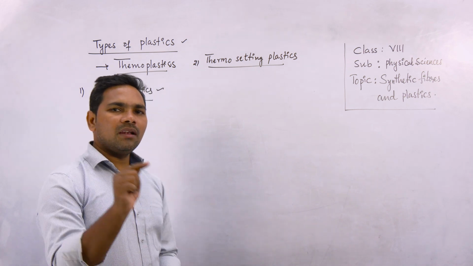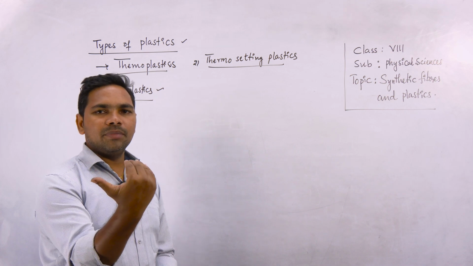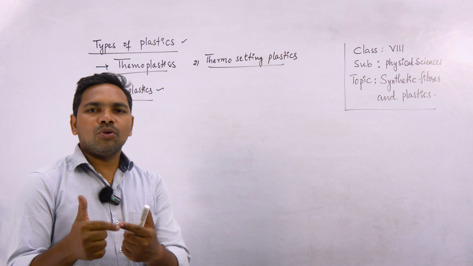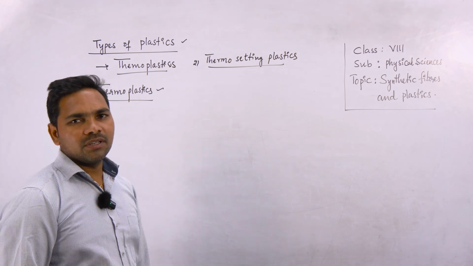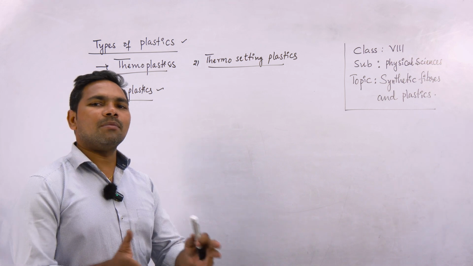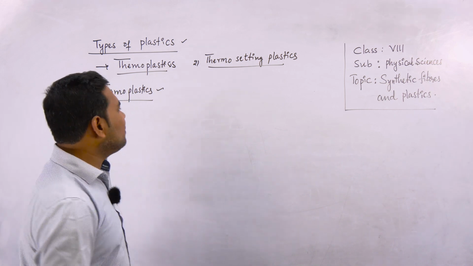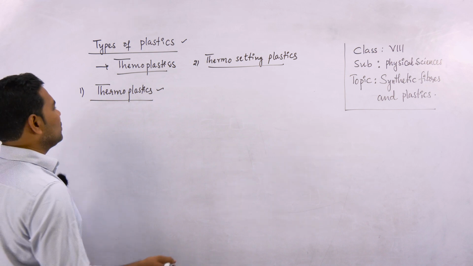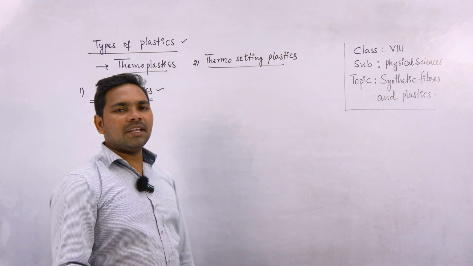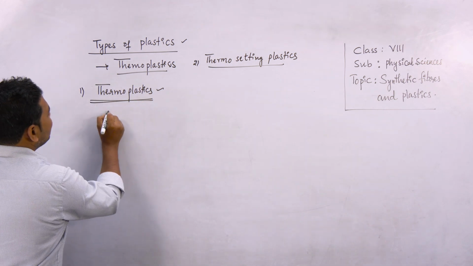You can see a symbol, an oven symbol, just beneath the print, which shows it can be used for microwaves, and some plastics are not used for microwaves. Why are some used, some not used? Because it depends on the type of the plastic that we use. So generally the plastics that get melted on heating are called thermoplastics.